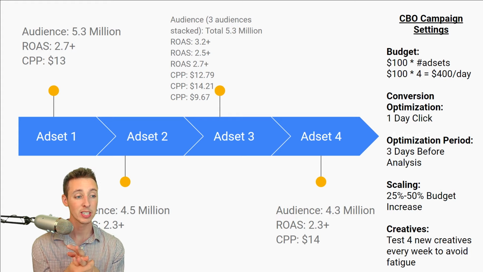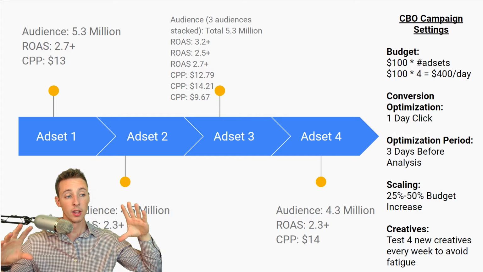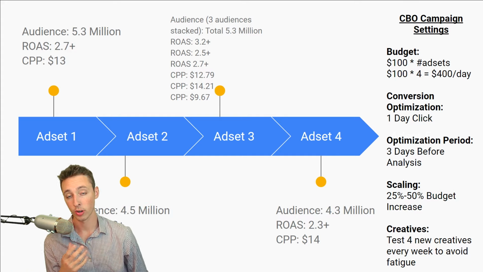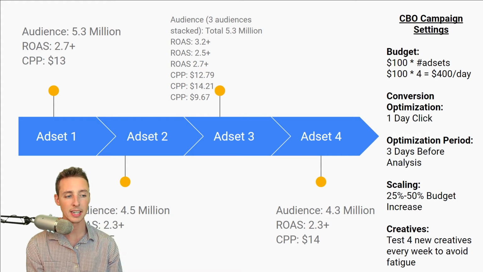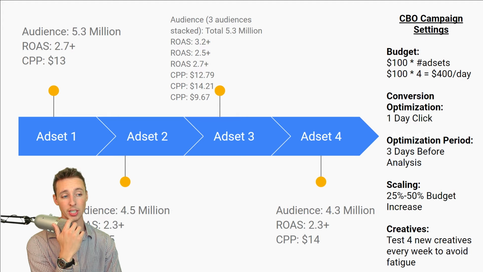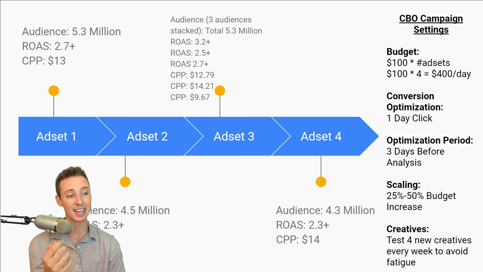Scaling, I increase the budget anywhere from 25 to 50%. That's just a personal thing I do. The great part about CBOs is they make it incredibly easy to scale. No duplicating, horizontal scaling or anything like that needed. You can just increase the budget to a certain extent. I've seen people do like 500% budget increases. That's a little crazy for me, but it worked for them. But I've been sticking to the 25 to 50% budget increase because I'm constantly watching audience fatigue and whatnot.